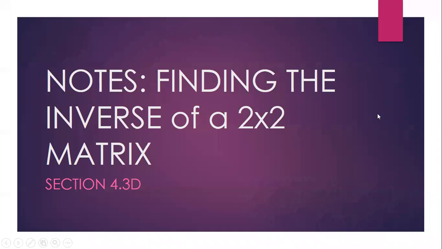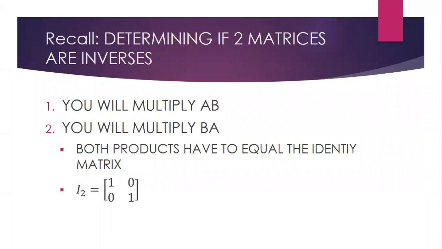So our notes: finding the inverse of a 2 by 2 matrix. Recall that what we just did was determining if two matrices are inverses. For that, you multiply A times B and B times A, and both products have to equal the identity matrix. The identity matrix of a 2 by 2 is 1, 0, 0, 1. You don't have to write this down because you have notes over it already, it's just to recall this information. We just applied it.